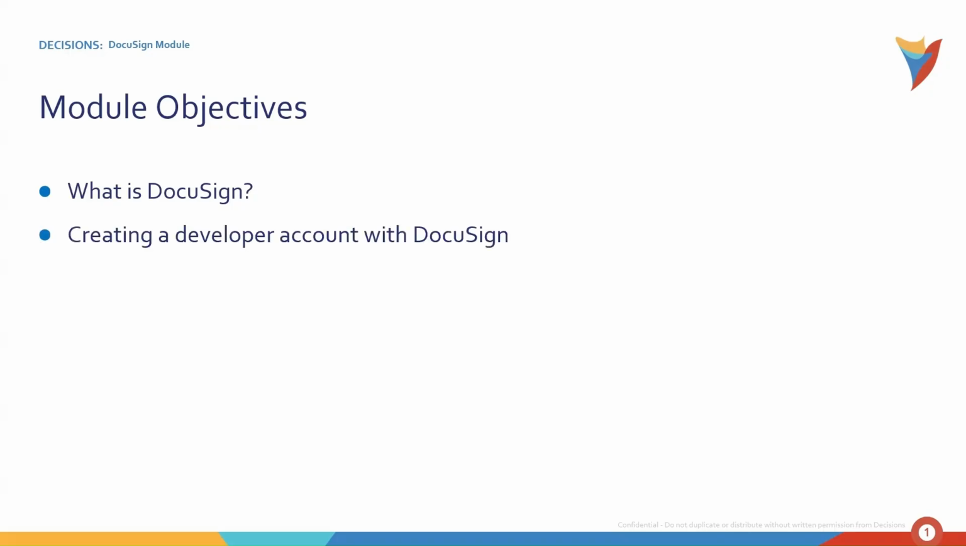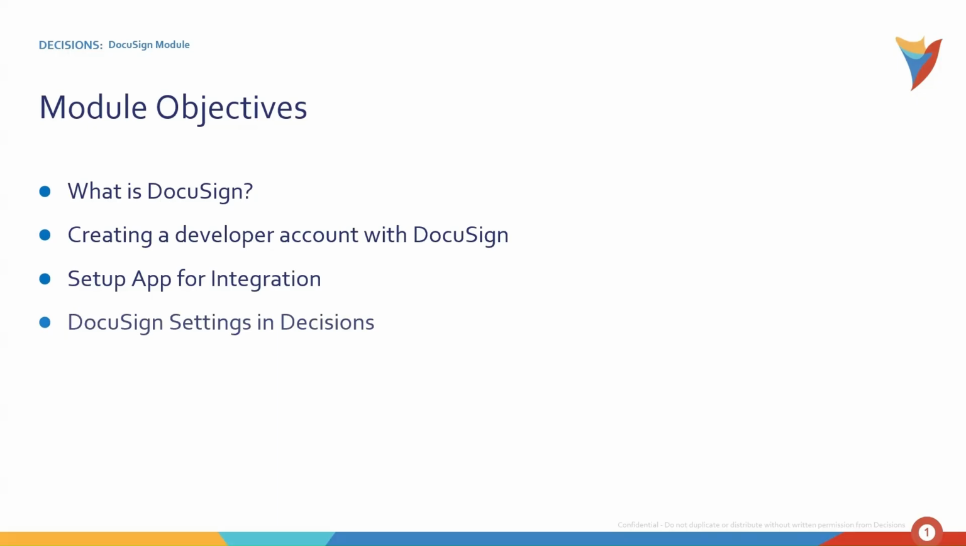In this module, we will look at the following topics. What is DocuSign and how to install DocuSign in Decisions? Creating a developer account with DocuSign. Setting up an app for integration between Decisions and DocuSign. The DocuSign settings in Decisions and the steps used.